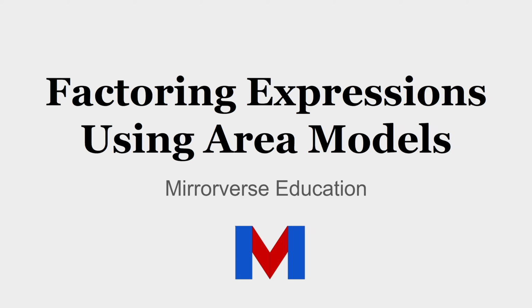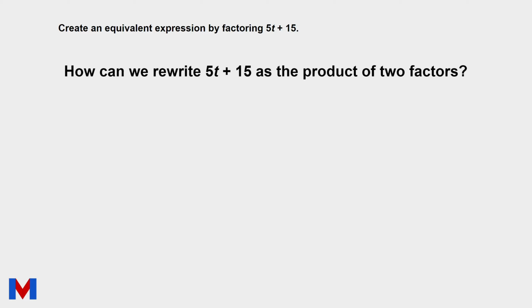Today, we're factoring expressions using area models. Create an equivalent expression by factoring 5t plus 15. This is really asking how can we rewrite 5t plus 15 as the product of two factors.